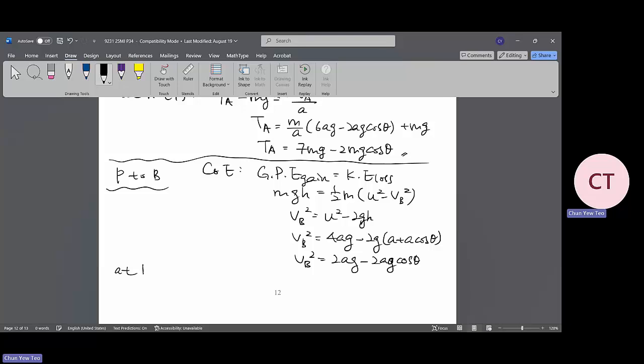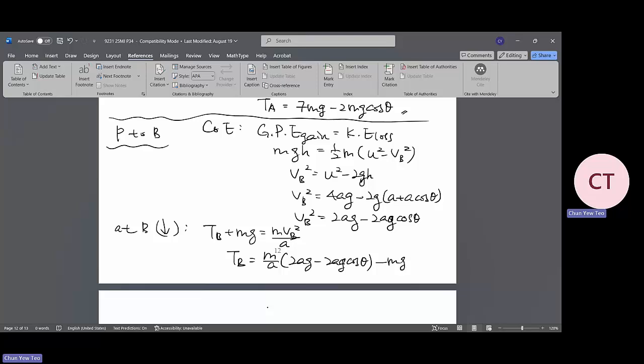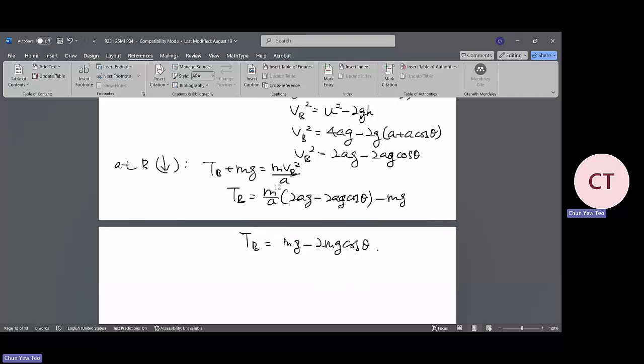So at B, if you resolve the forces towards the center, you get TB plus mg equals mVB squared over a. This will give you the minimum tension. So TB equals m over a times 2ag minus 2ag cos theta, minus mg. Simplify it, you get TB equals mg minus 2mg cos theta. Okay, this is what we have.